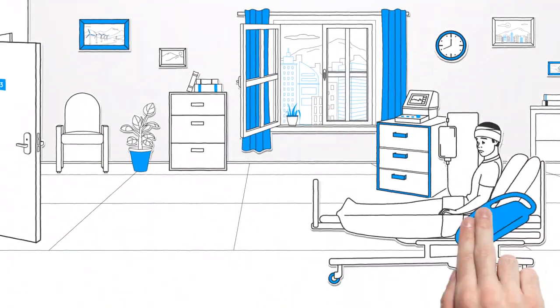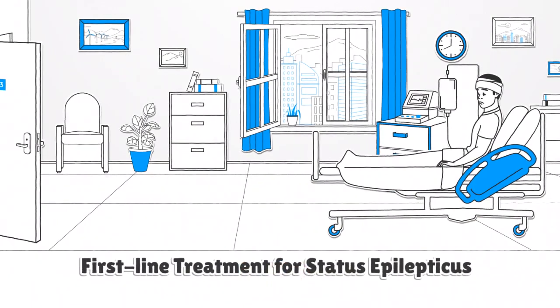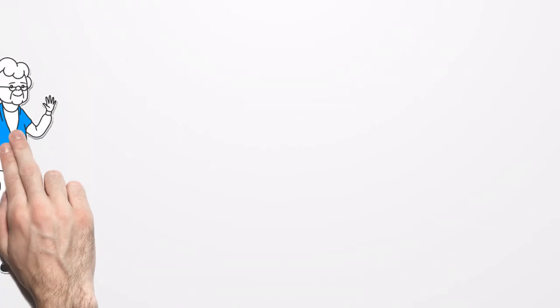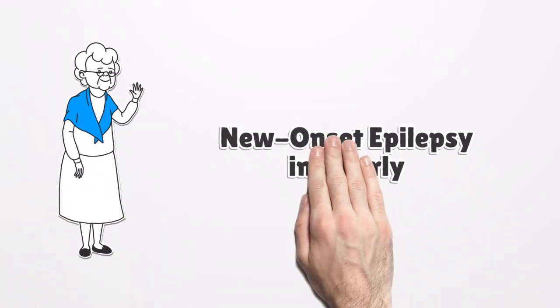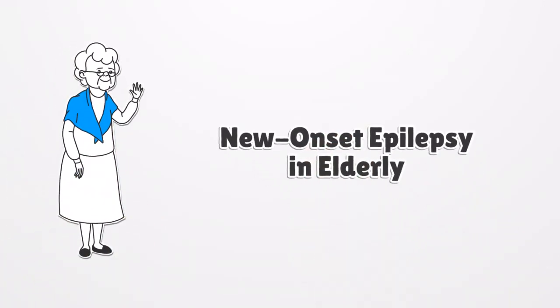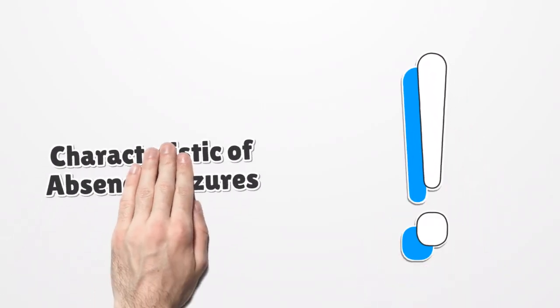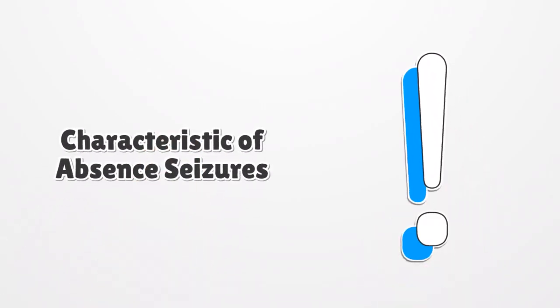First-line treatment for status epilepticus? Midazolam. Most likely cause of new-onset epilepsy in elderly patients? Stroke. Key characteristic of absence seizures? Brief loss of awareness without convulsions.